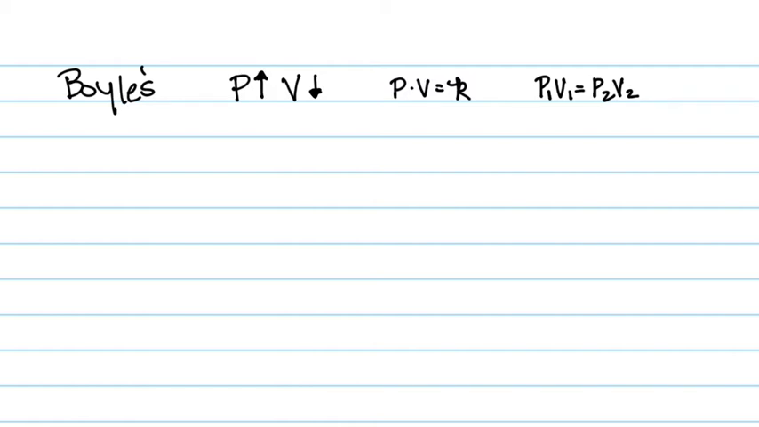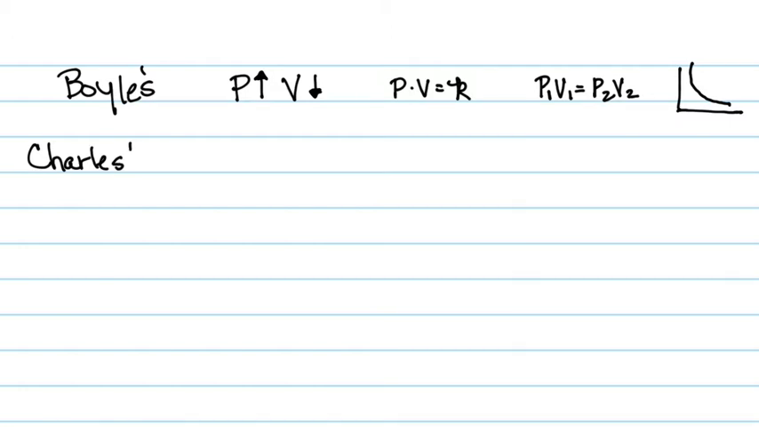subscript 2s. And if you were to plot out data with pressure and volume, then your graph would be shaped like a hyperbola. You would not touch the x-axis or y-axis. It'll get really close to each of those, but pressure and volume would be on those two axes. So that is Boyle's law. The next law is Charles's law.